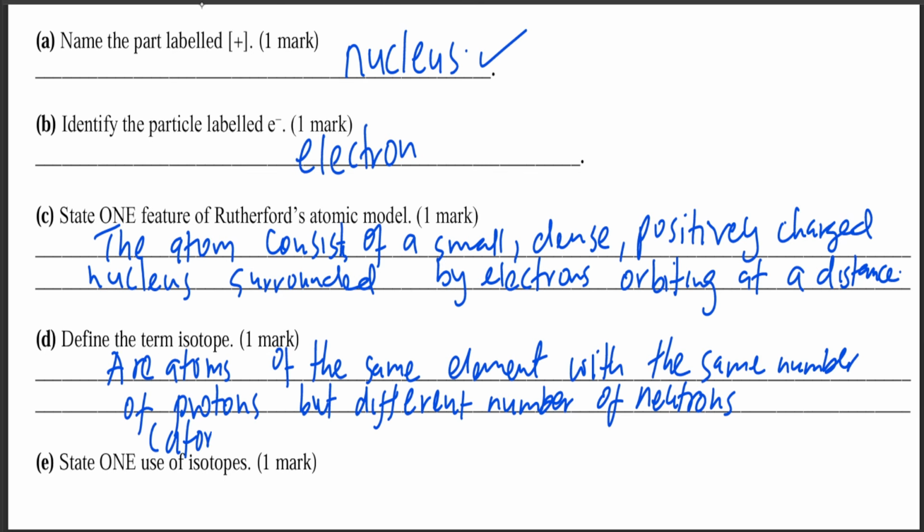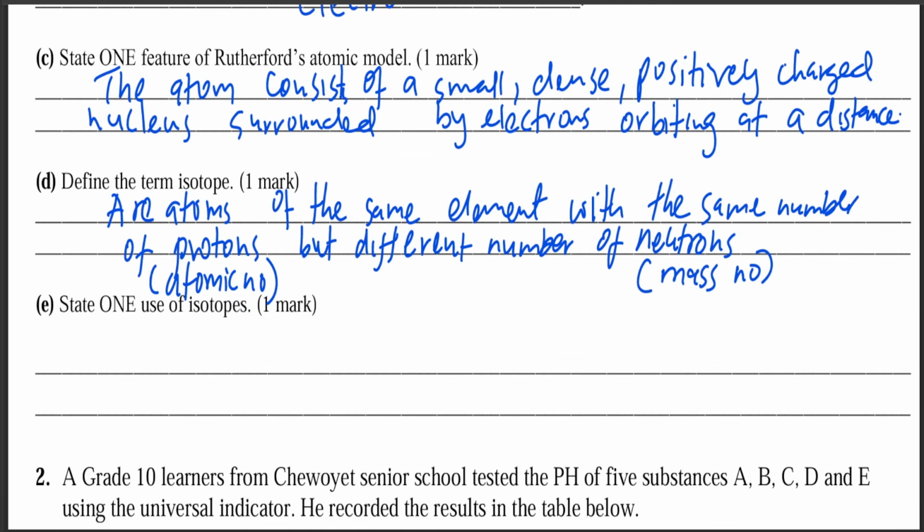If you say atomic number instead of protons, you're not that wrong. Neutrons, but if you say mass number, you're also correct. One use of isotopes that we mention here in our lesson is carbon-14 dating, especially for fossils.